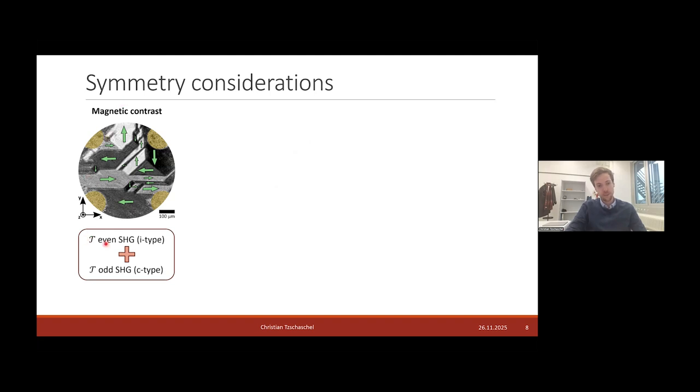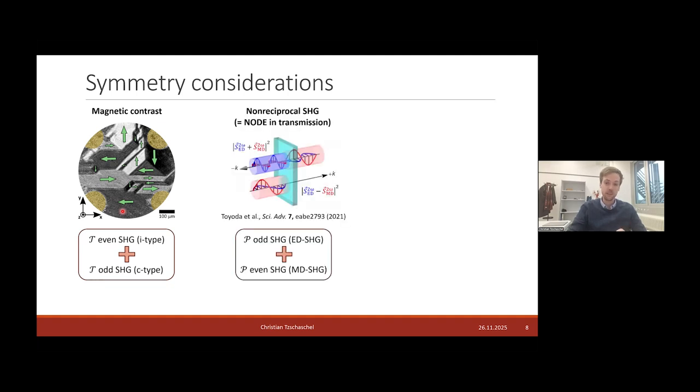So here, what gives rise to the contrast is interference between I-type and C-type SHG contributions, so contributions that are even and odd under time reversal symmetry. Also, the non-reciprocal SHG response, that is the node that was previously observed in magnetoelectric insulators, is also an SHG response.